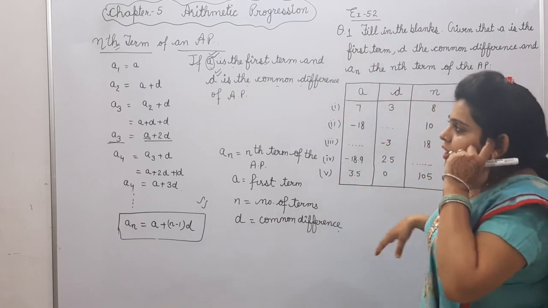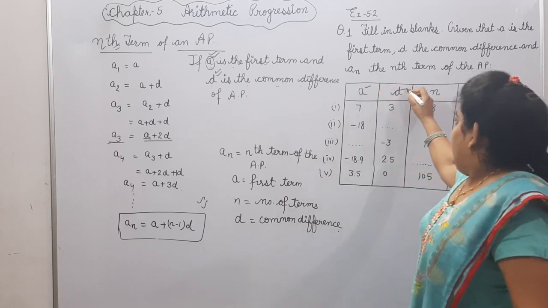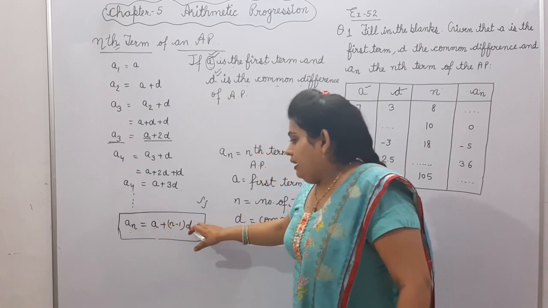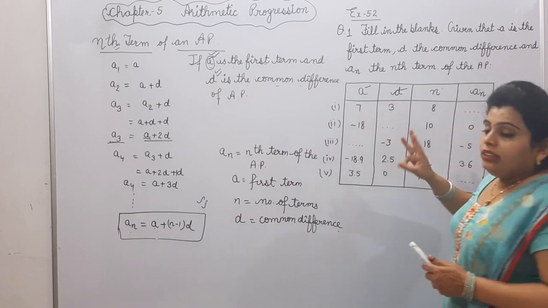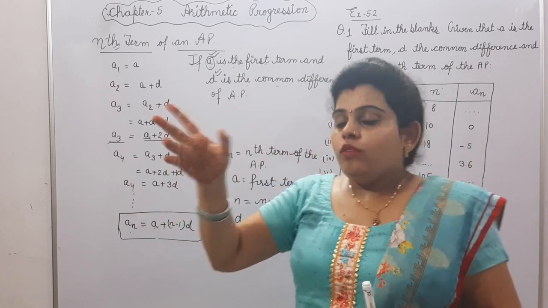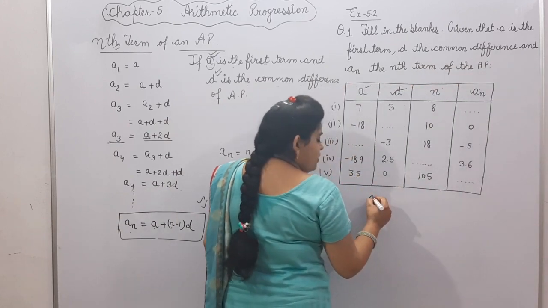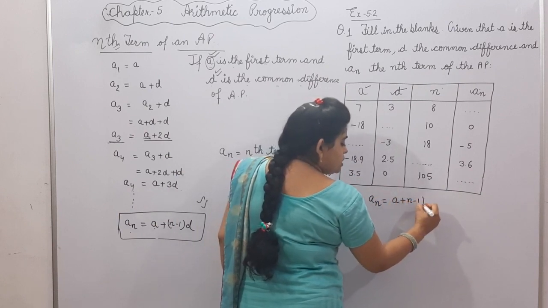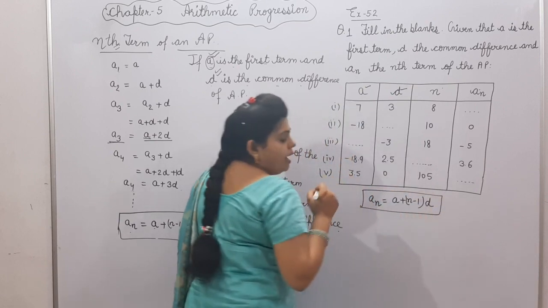In question number 1, what is given? A table is given. Here, A, D, n and An, 4 values are there in this formula. Now, in this table, 3 values are given and we have to find the 4th missing value. What we will do? We will use this formula. And what is our formula? An is equal to A plus n minus 1 into D. Yes, this is our formula.